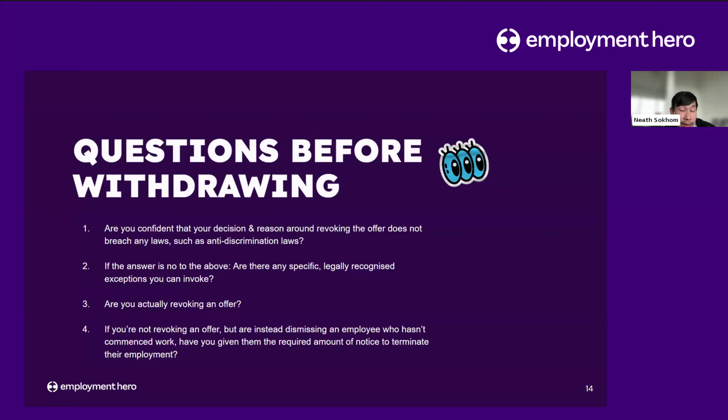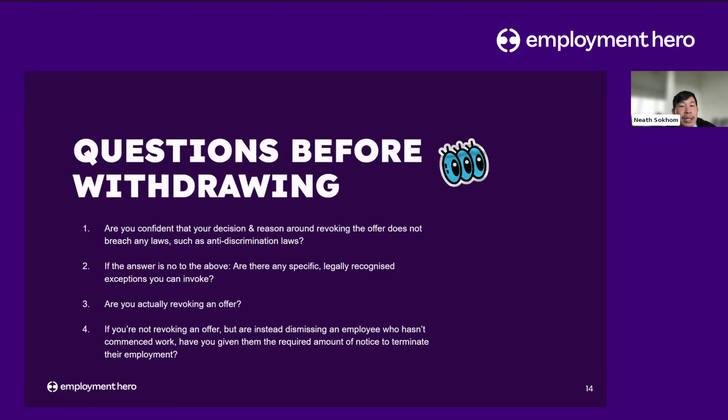So the first question is, am I confident that my decision and reasoning around revoking an offer doesn't breach any laws, such as anti-discrimination laws? The second question is, if the answer is no to the above, are there any specific legally recognized exceptions that I can invoke? So, for example, in the case of physical and mental disabilities, can we invoke the inherent requirements defense or the reasonable adjustments defense that Simon spoke about, right? Remember, we might need to do some legwork before we can establish any of these defenses.